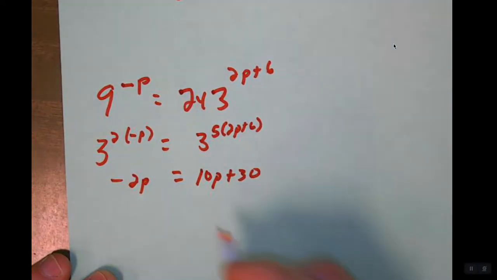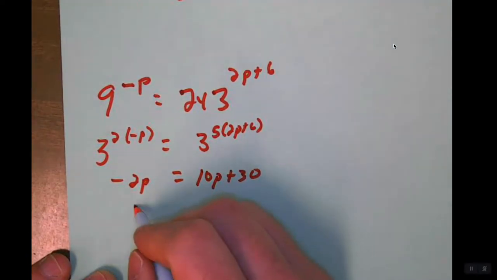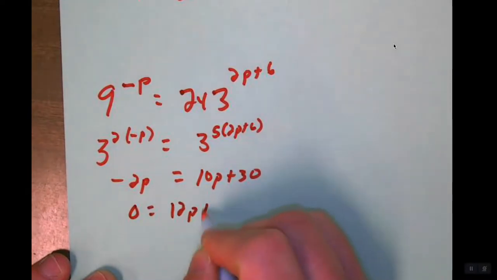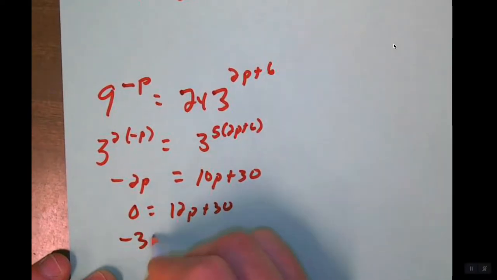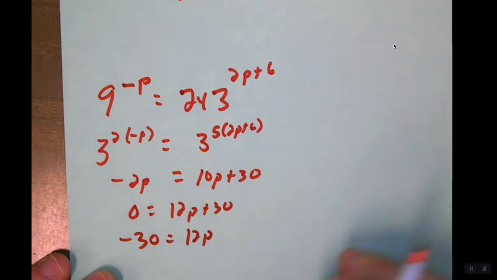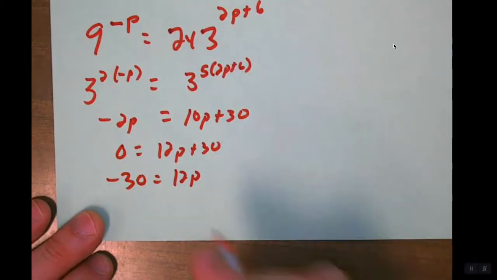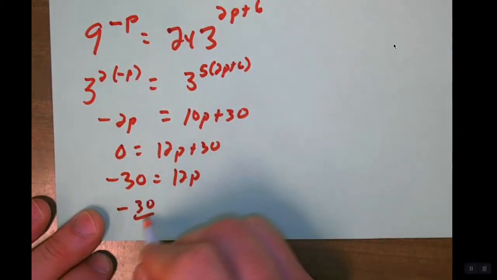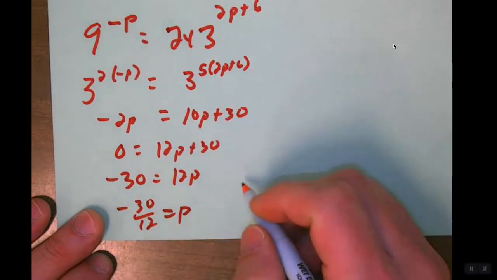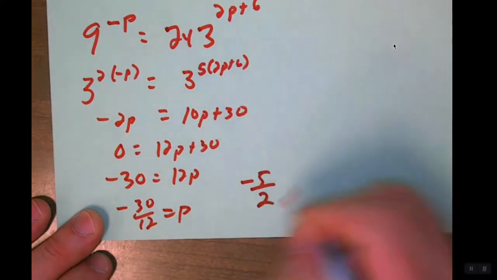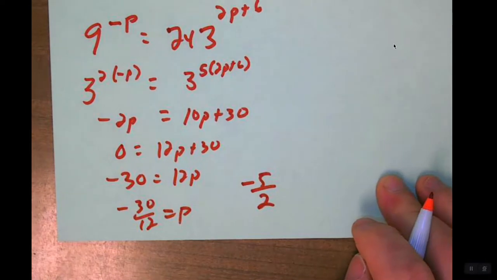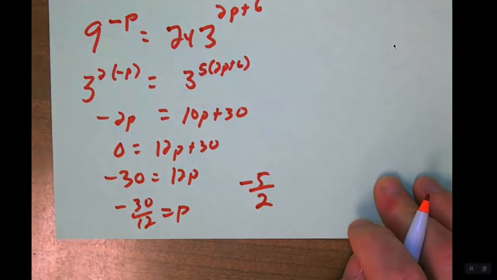So then I'm going to add 2p, so I get 0 equals 12p plus 30, subtract 30, right? And then divide by 12. And if I divide this, I get negative 30 divided by 12 is equal to p, which is negative 5 over 2. Pretty simple. Don't want to waste your time.